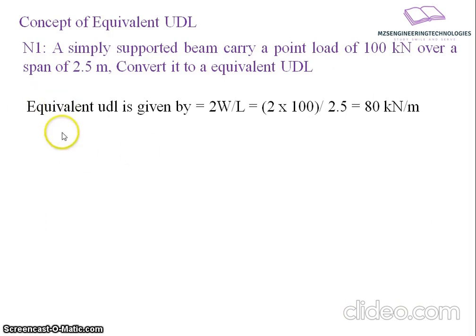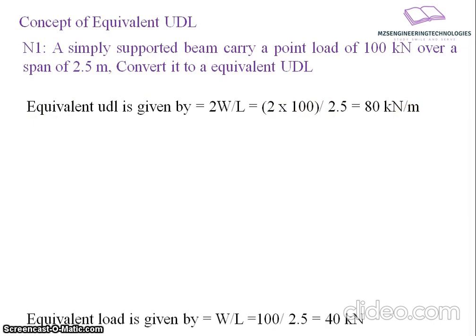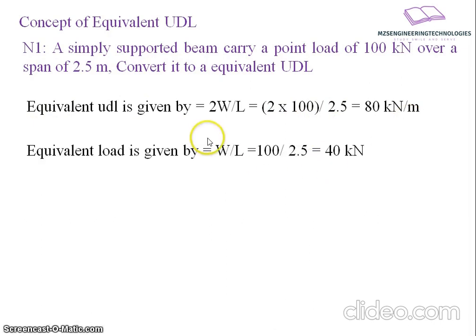So what relation have we developed? The equivalent UDL can be written as 2W by capital L. So here, 2 into 100 divided by the span of the structure, 2.5, yields 80 kilonewton per meter. If one is interested in the equivalent load, we can get it by the relation W by L, which equals 100 divided by 2.5, that is 40 kilonewton. Hope you have understood the simple conversion here.